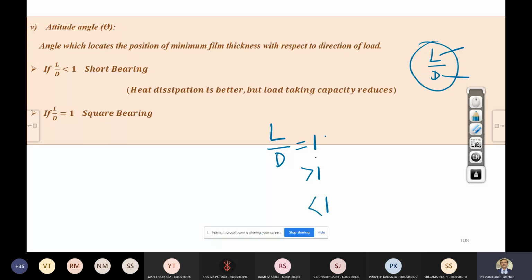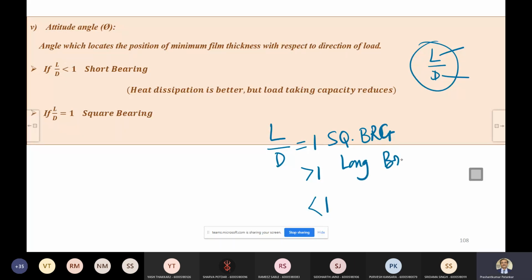When it is equal to 1, it is known as the square bearing. When it is greater than 1, it is known as the long journal bearing. And when it is less than 1, it is known as the short bearing. Am I clear?